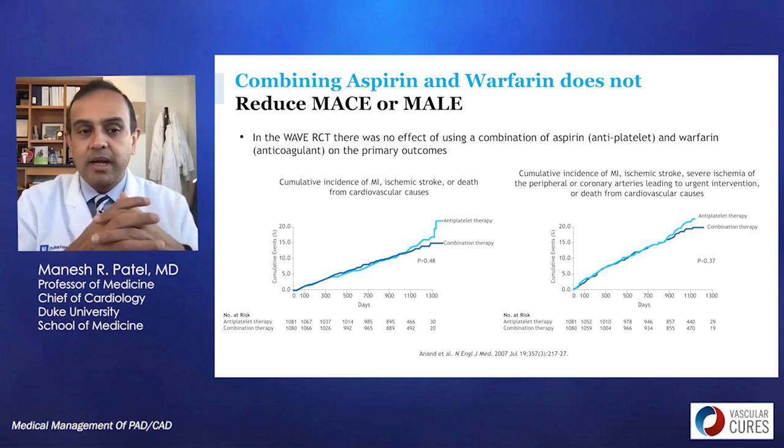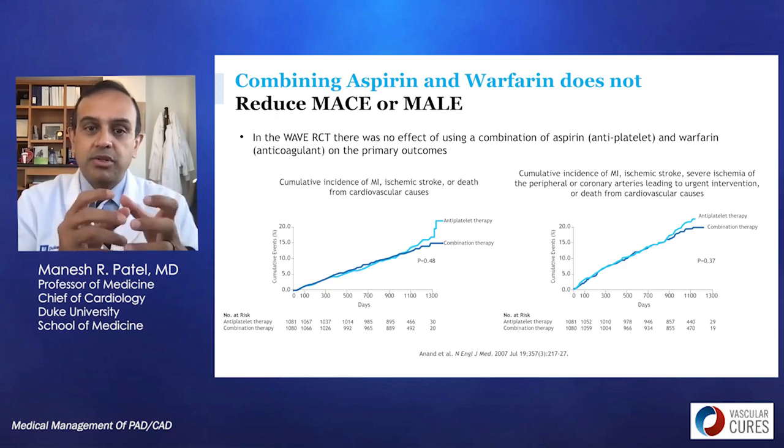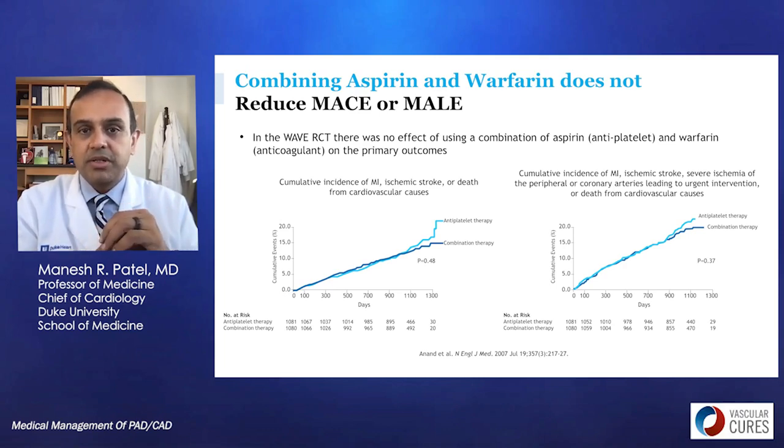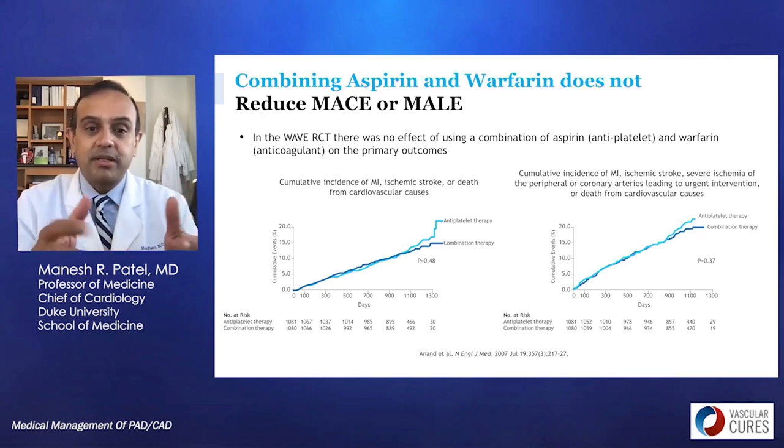And Sonia Anand, a colleague of mine, who you'll see in some of these series, published in the New England Journal in the WAVE trial, a randomized trial showing no effect using the combination of aspirin and warfarin on the primary outcome of MI, ischemic stroke, or death from cardiovascular causes in patients who have broad atherosclerotic disease. And the cumulative incidence of these events, including severe ischemia of the peripheral artery and coronary arteries leading to urgent intervention or death from cardiovascular causes, was not significantly different. And of course, warfarin is complicated to use with a bleeding hazard and a variety of dose reductions or increases that have to happen based on using finger sticks. Therefore, it did not become standard therapy.